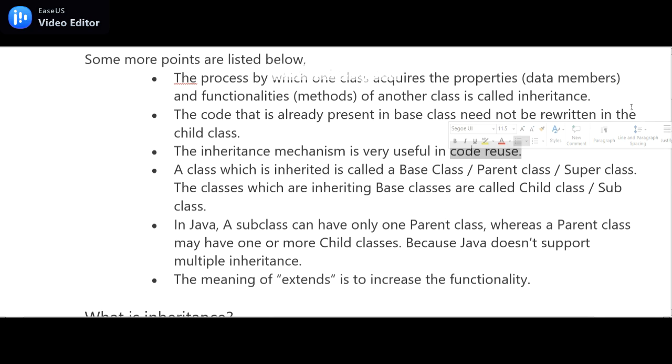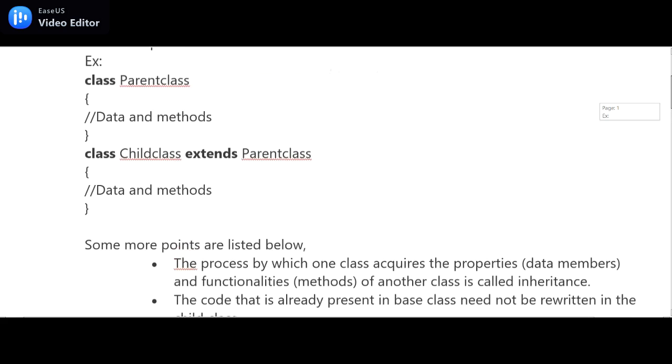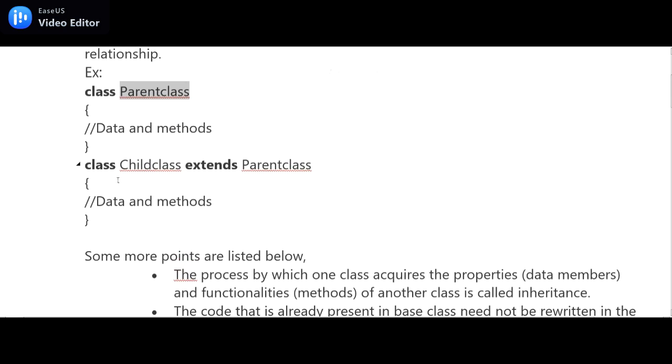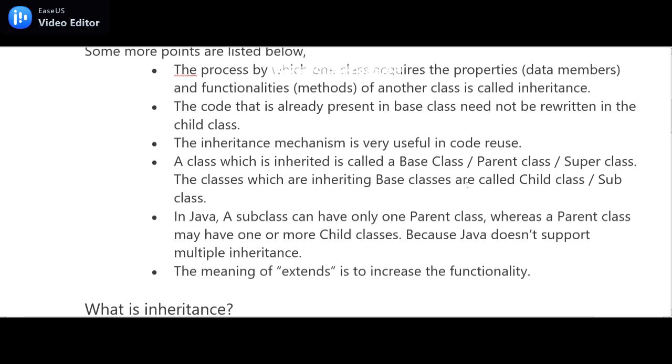Assume we have written one parent class and 10 child classes. All 10 child classes extend the parent class. In that case, instead of writing the same method 10 times, I can extend the parent class properties by just using the keyword extends, and we can call the parent class method. The parent class is also called the base class or super class, and the child class is also called the subclass sometimes. So there are different naming conventions.